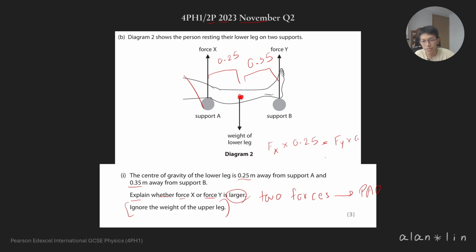Now, if we write our little equation, let's call this force X times 0.25 equals force Y times 0.35. If we look at that equation and compare force X and force Y, we can see that force X must be larger because it is being multiplied by a smaller number, and therefore our answer is that force X is larger. And of course, remember, we get this equation because we have applied the principle of moments, and we have taken the center of gravity as the pivot.